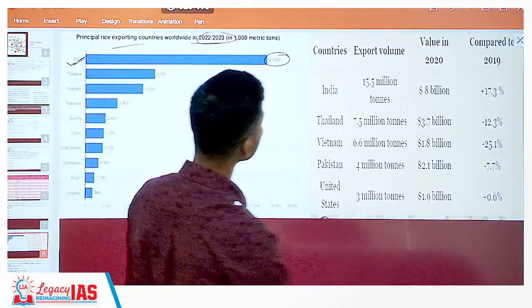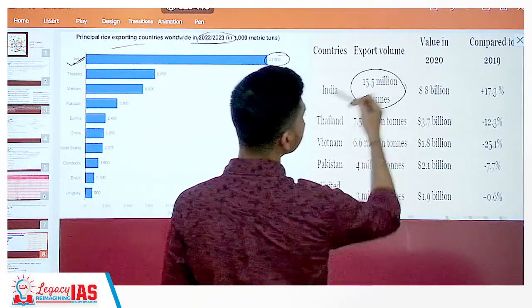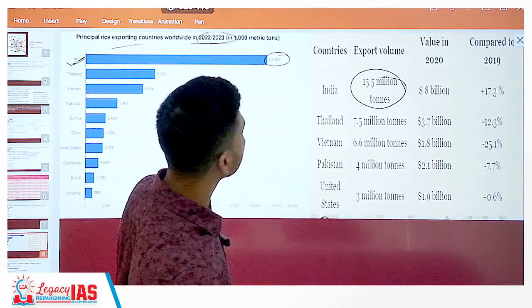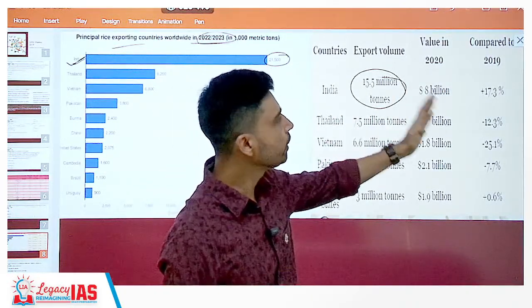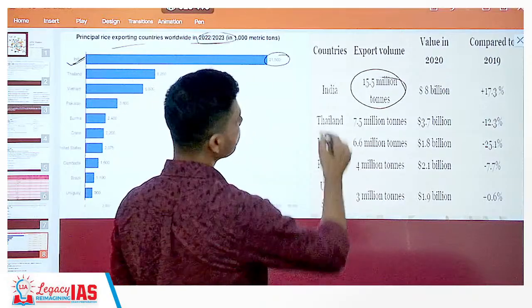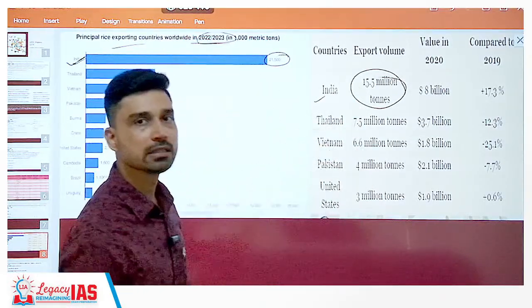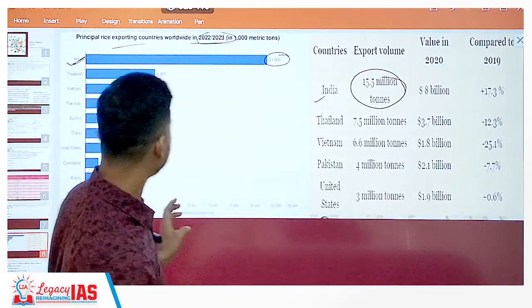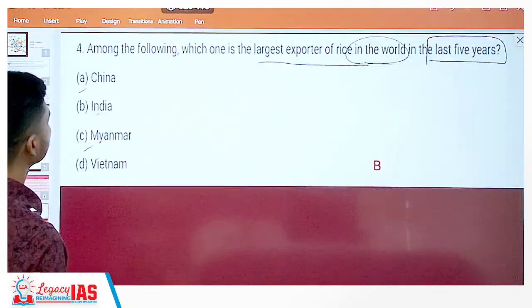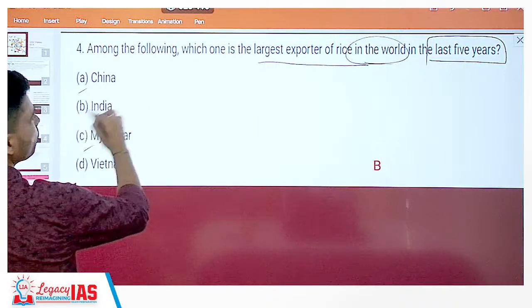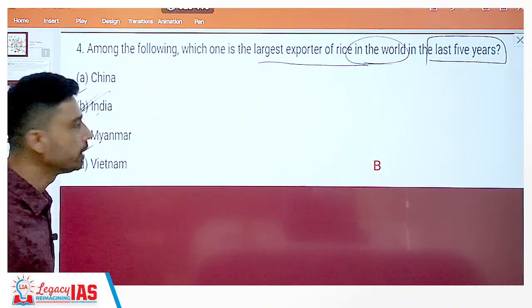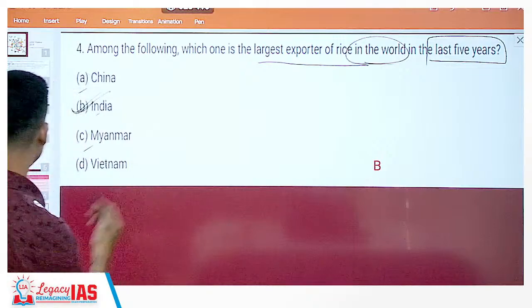In terms of export volume, if you look at the previous year figures, 2022-2023, and also the figures in 2019-2020, India was again having the highest share with 15.5 million tons. Thailand is standing somewhere at half of that volume. So the correct answer is simple here. The country which is the largest exporter of rice in the world is indeed India as compared to the other countries.